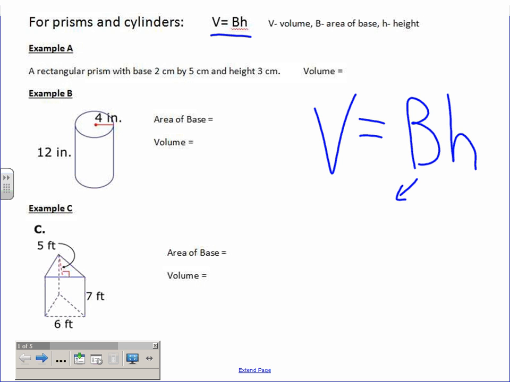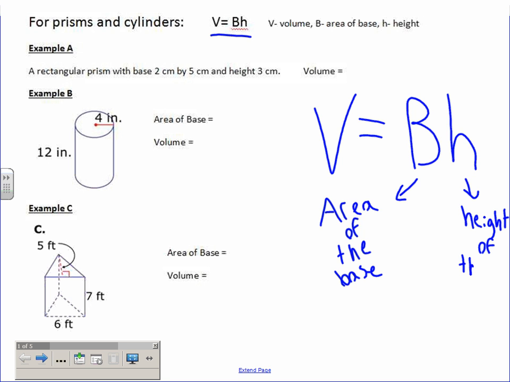Capital B stands for the area of the base, and H stands for the height of the 3D object. Again, volume is for 3D objects.